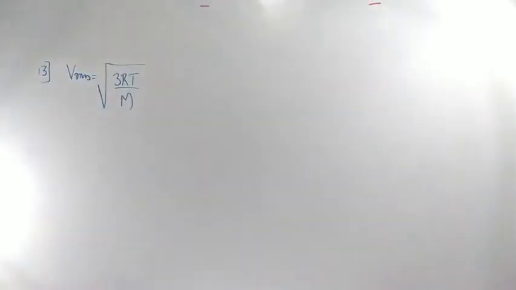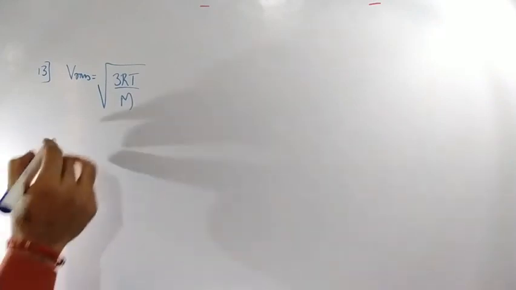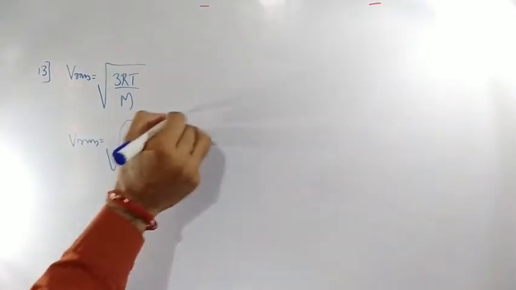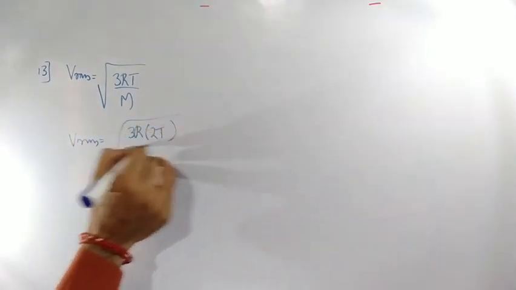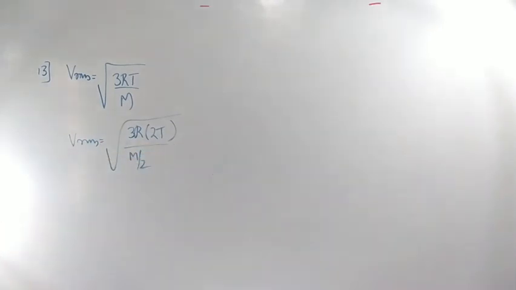So here also the VRMS formula is nothing but what? We know that the VRMS formula is root of 3RT divided by M, correct now? So for our given conditions I can write this equation as VRMS value will be equal to root of 3R times 2T divided by M by 2. Because what they have given in the question, if temperature is doubled, that means initial temperature T becomes 2T, and molecule dissociates into oxygen atoms means M divided by 2.